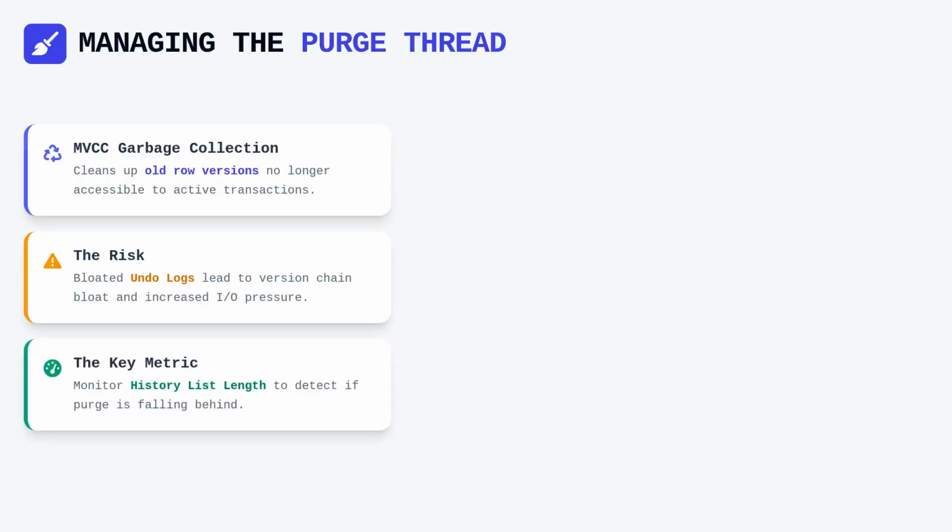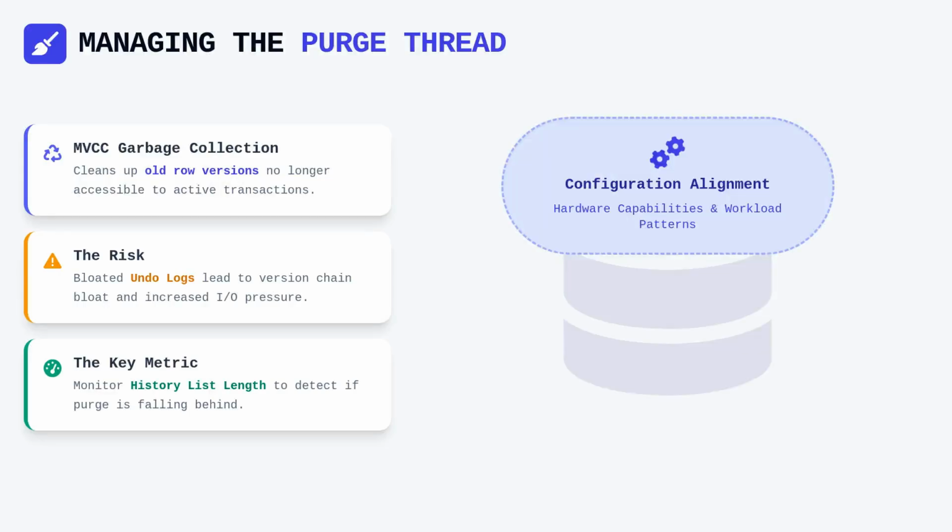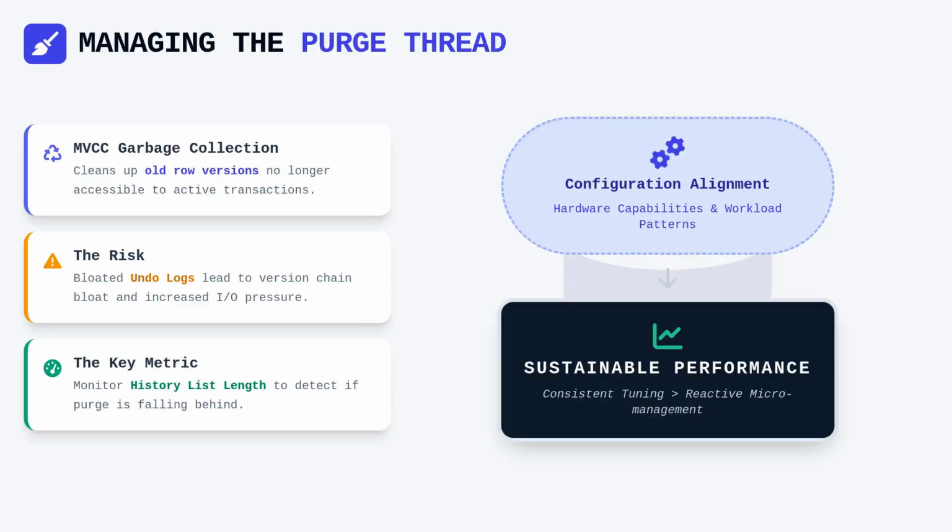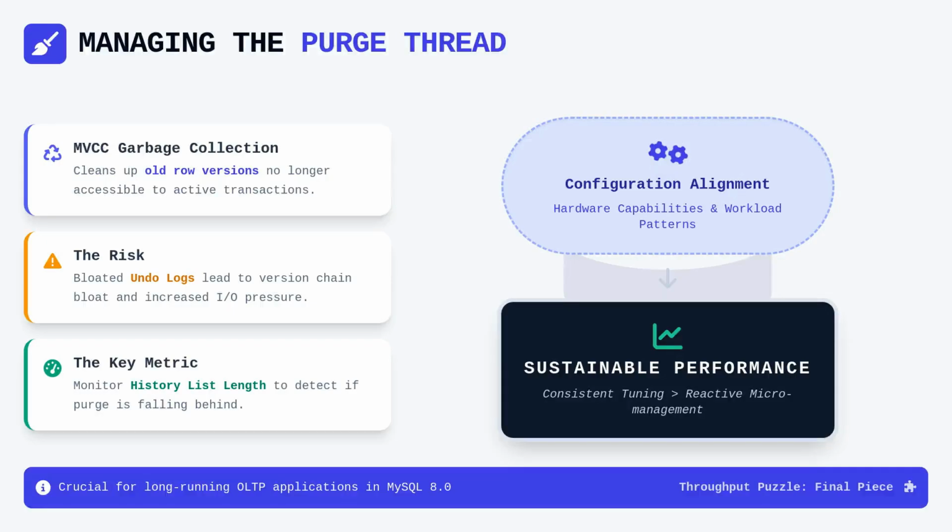Monitoring the history list length through status metrics will tell you if the purge thread is falling behind and requires additional throughput capacity. By ensuring that your configuration aligns with your hardware capabilities and workload patterns, you maintain a predictable environment where the storage engine operates smoothly. Consistency in your tuning approach rather than reactive micromanagement is how you achieve sustainable database performance in a demanding 8.0 environment.